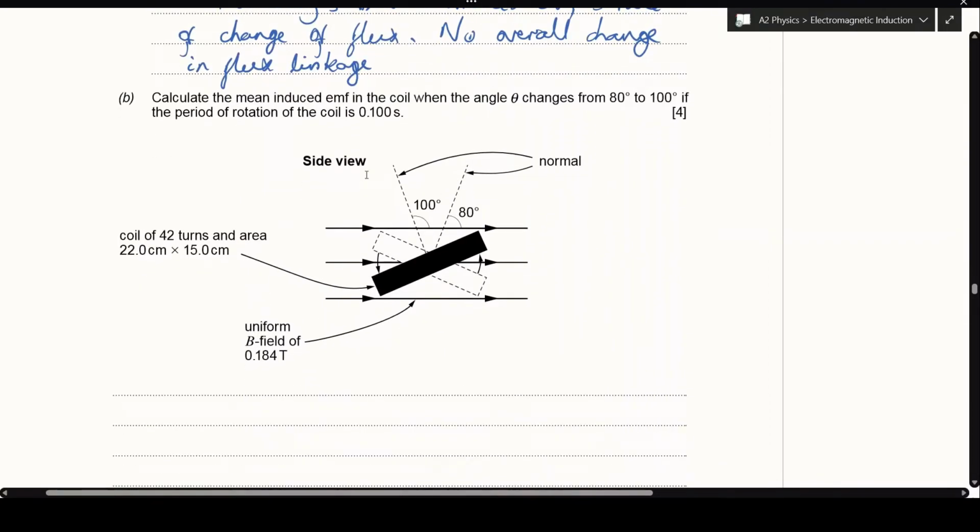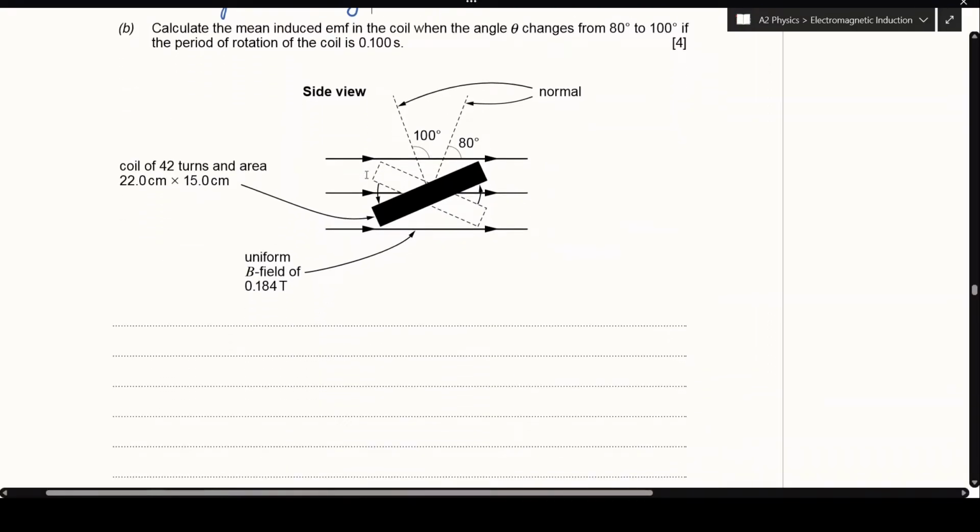Next, we're asked to calculate the mean induced EMF in the coil when the angle changes from 80 degrees to 100 degrees, if the period of rotation of the coil is 0.1 second. So we can use Faraday's law. E equals delta N phi over delta t, rate of change of flux linkage. So for delta N phi, we can use N, which is again 42, times the same calculation for the area of 0.22 times 0.15, times, and we can simplify this by doing cosine of the final angle, cos of 80, take away cosine of the initial angle, cos of 100 degrees.